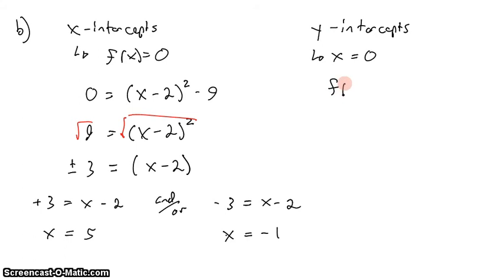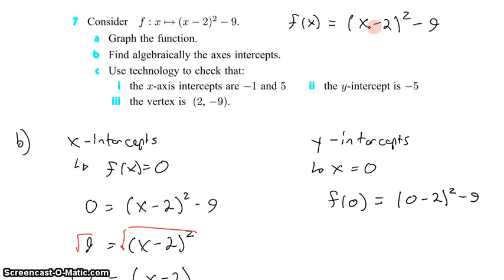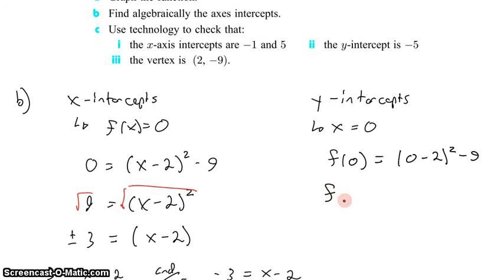We get f of x, or f of 0, is equal to 0 take 2 squared take 9. So there's our function there. We're just going to let x be 0. Zero take 2 is negative 2. Square that is positive 4. And we get negative 5 for the y-intercept.